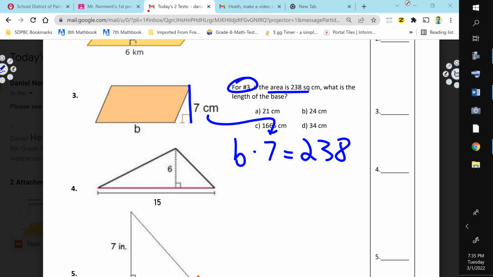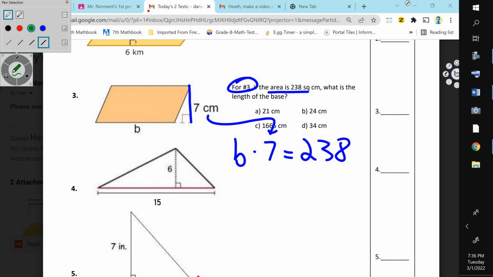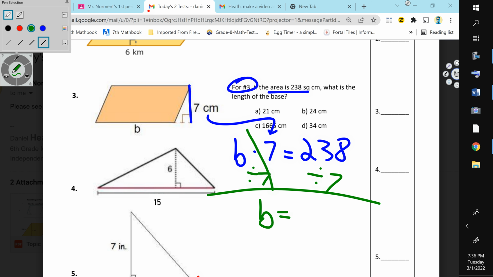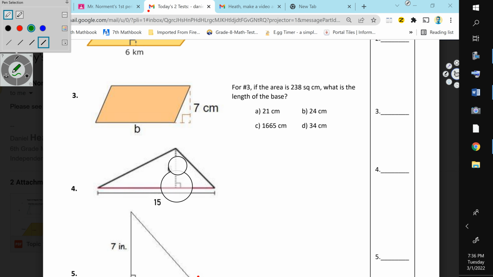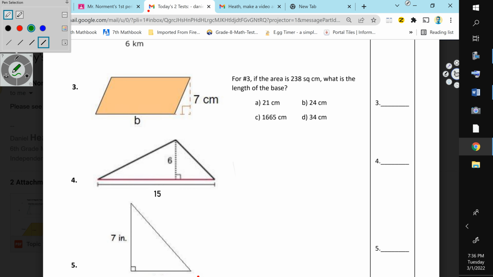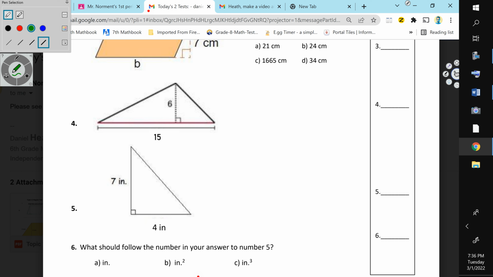And how do I solve this? I need to do the opposite of what I say to both sides. The opposite of times 7 is dividing by 7. That gives me B by itself. That's the long division that you have to do on your own. 238 divided by 7 is going to be one of those numbers, okay? Should be obvious which one is the bad answer, and then you just got to figure out of the other three.